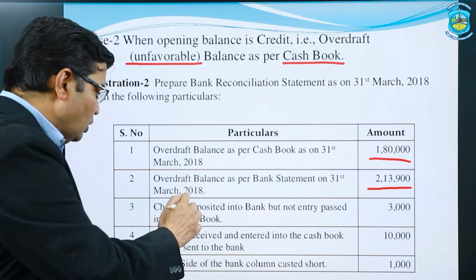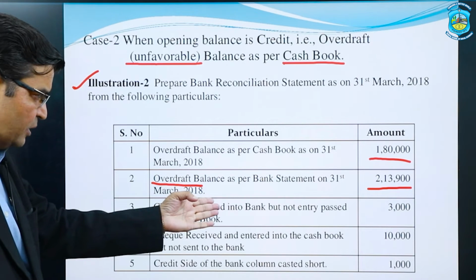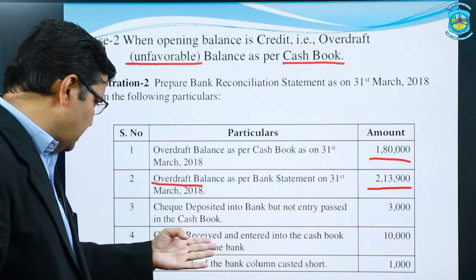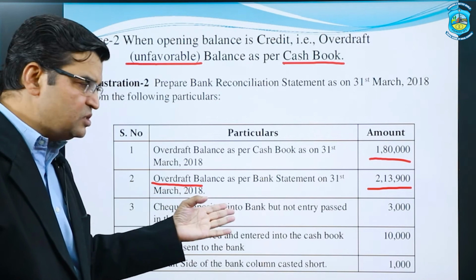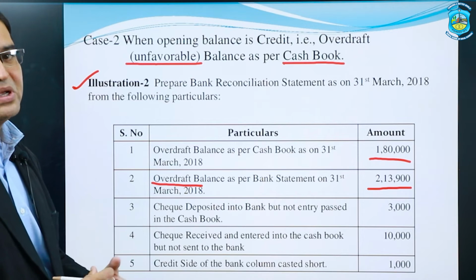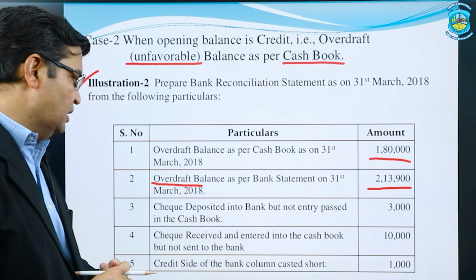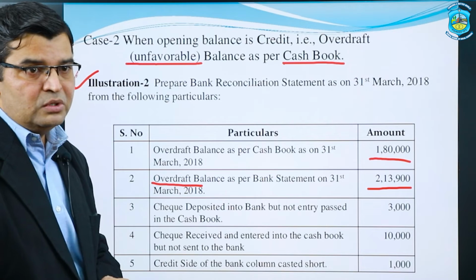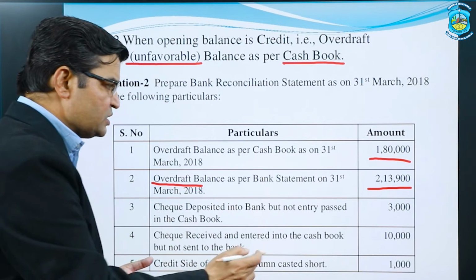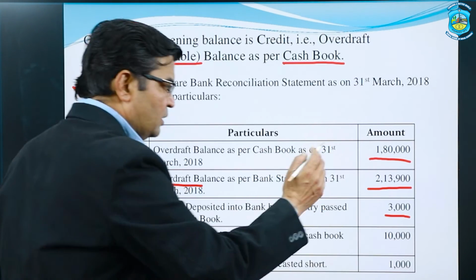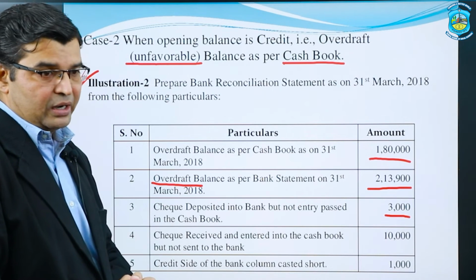This is also called overdraft balance. Then checks deposited into bank but no entry passed in the cash book. It means we are going to deposit these checks in the bank because we must have received these checks from our debtors, but these checks have not been cleared in our account, whatever the reason may be. But ultimately, these checks worth rupees 3000 have not been credited in our account.